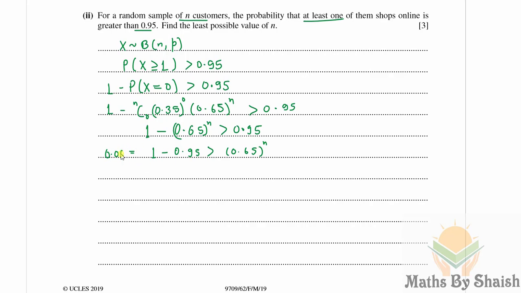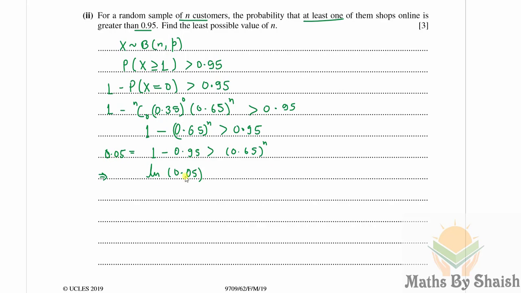0.05. Now we need to take the log of both sides, so I'll take ln both sides and we'll get ln 0.05. And how else can we find it? We can directly guess also, if we have doubt in the ln. I'll do it by both the methods.